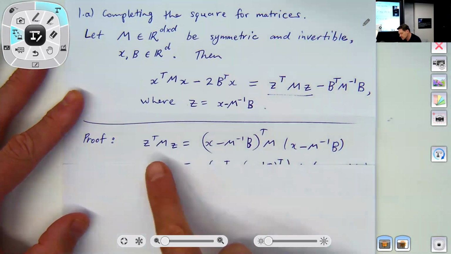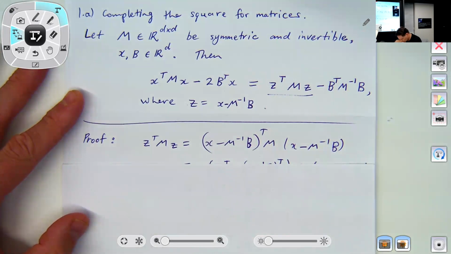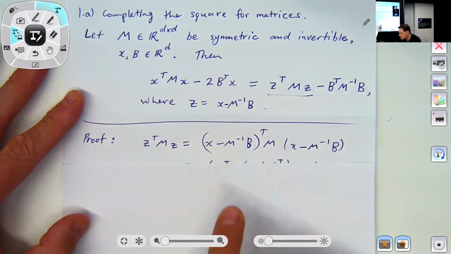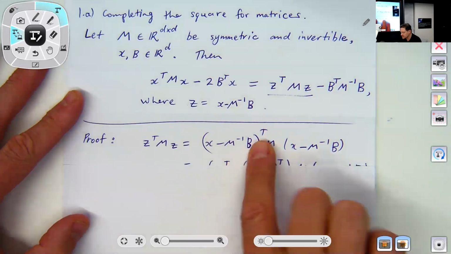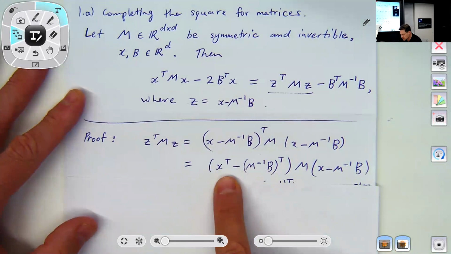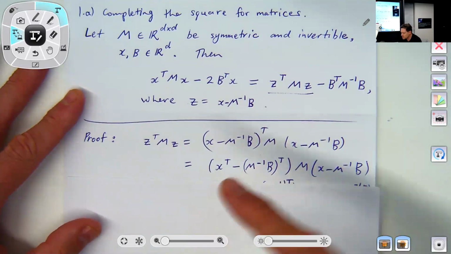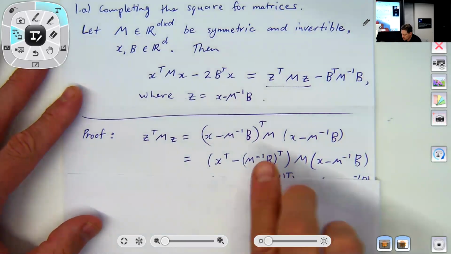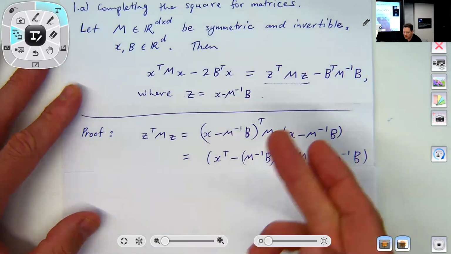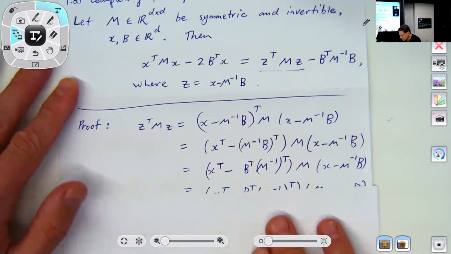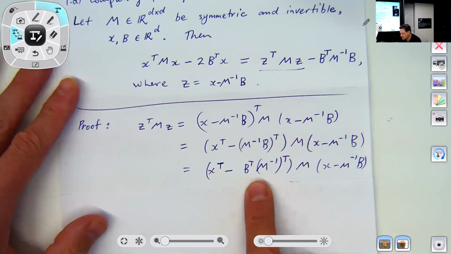Okay, so first we look at this one, Z transpose M times Z. And so I sub it in here. That's just this one that I introduced there. So we've subbed this in. Now we want to pull the transpose inside, which we can do. So then it's just X transpose minus M inverse B transposed, and the rest is the same as above. Now I want to apply that transpose on these two, but remember to do so, I've got to flip it around. In other words, the transpose of A times B is B transpose times A transpose. Okay, so doing that, this is what we have.